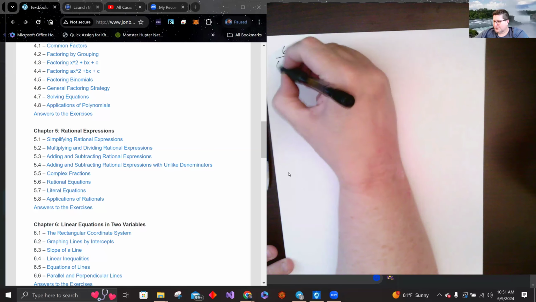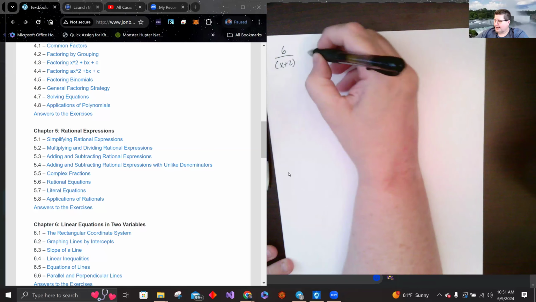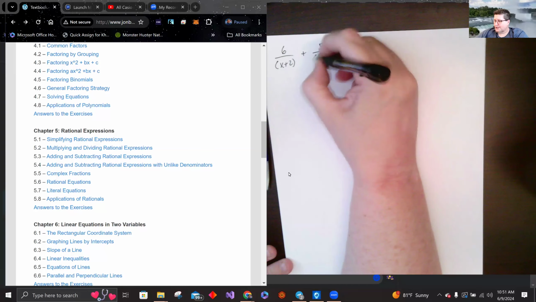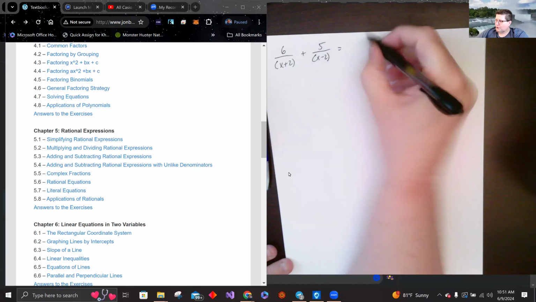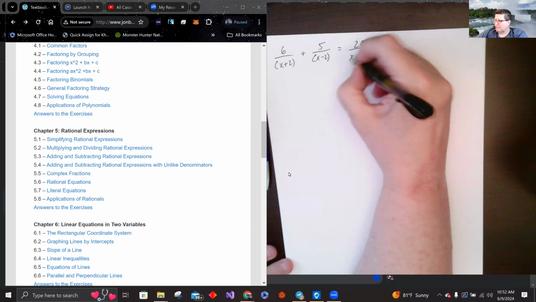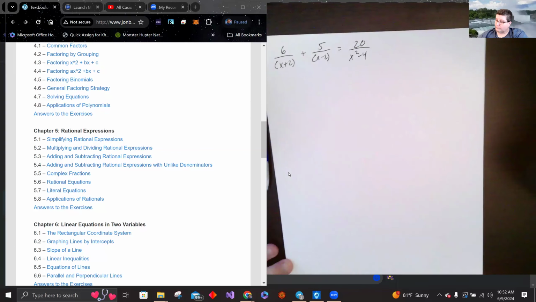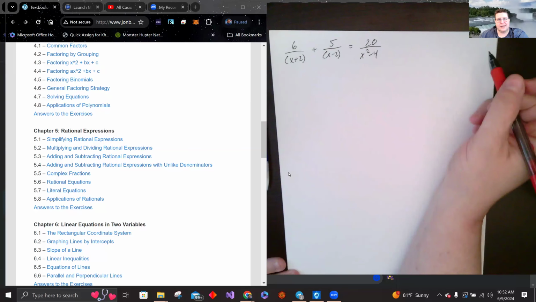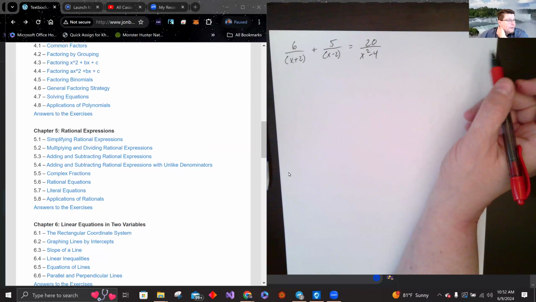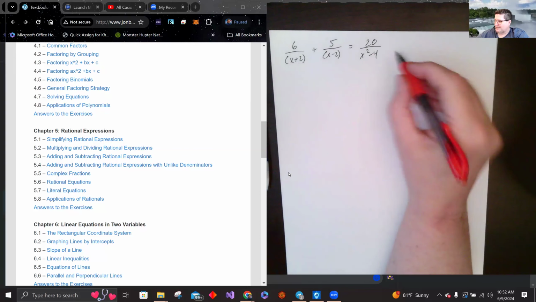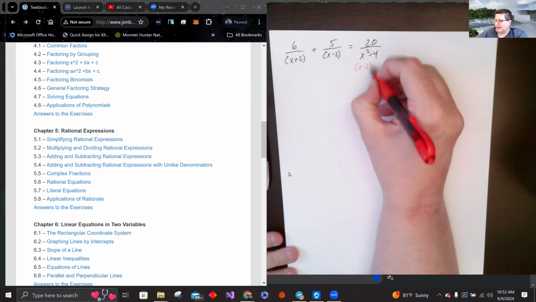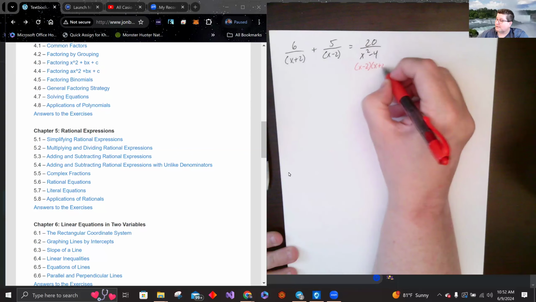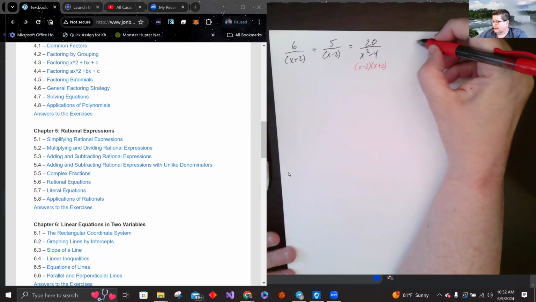Six over x plus 2 plus 5 over x minus 2 equals 20 over x squared minus 4. Go ahead and work that out. See what you get. Pause the video. I will assume you did. This factors. It's a difference of squares. So like the last problem.